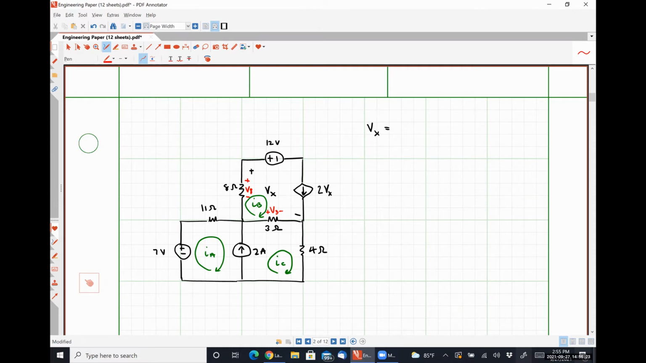We would never do this, but technically, for the sake of it, would you do the voltage drop across the 8 ohm, the 11 ohm, the 7 volt source, and the 4 ohm to get it? Would that give you the right answer if you did that?